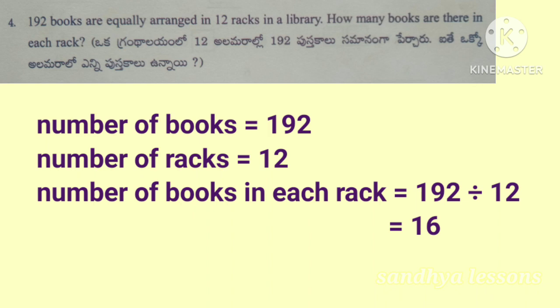We can get this by dividing number of books with number of racks. That is 192 divided by 12. That is equal to 16. Therefore, number of books in each rack is equal to 16.